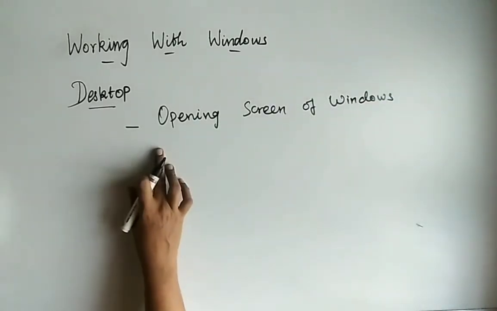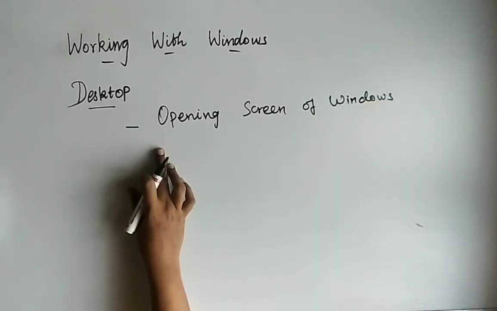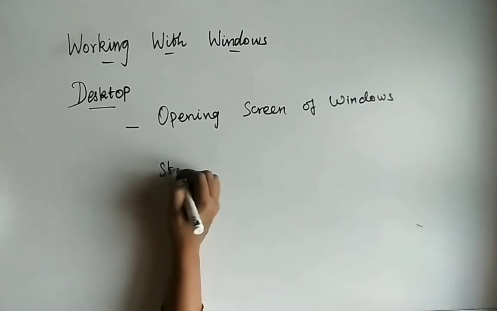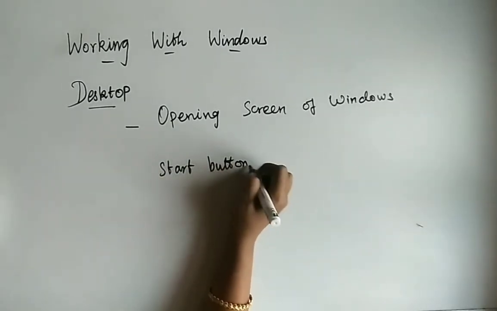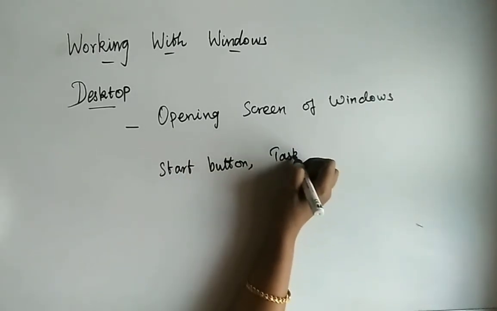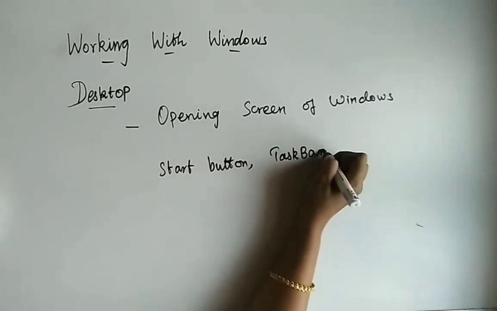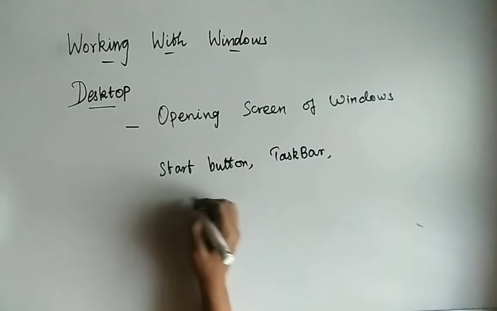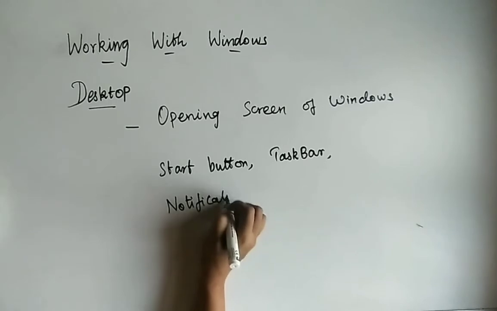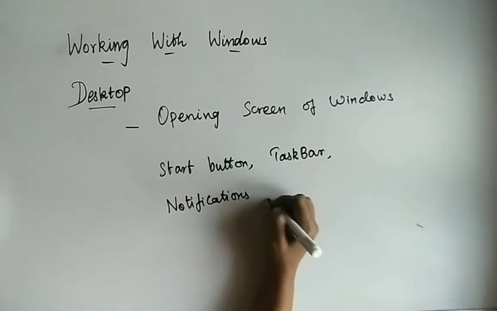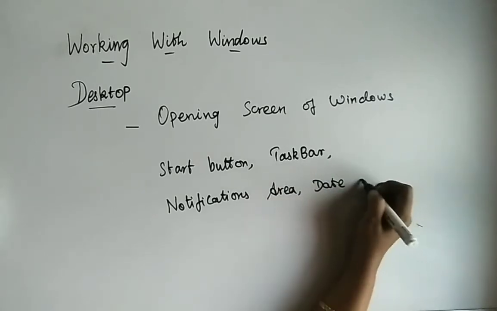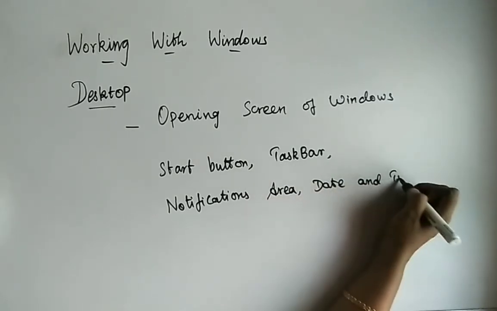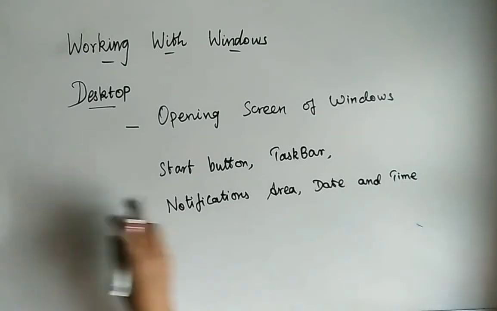So in the desktop, what else are you going to have? Yes, you are going to have the start button. Next, you are going to have the taskbar. Next, the notifications area, and next you will have the date and time. So these are a few of the things available on the desktop.